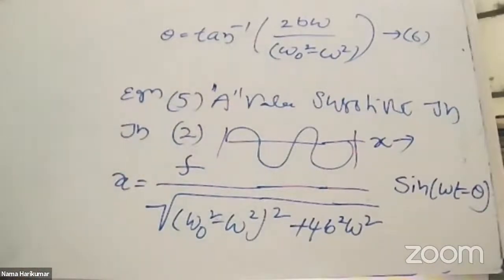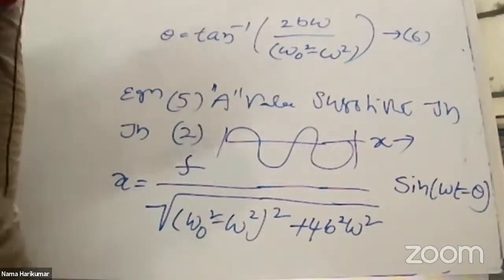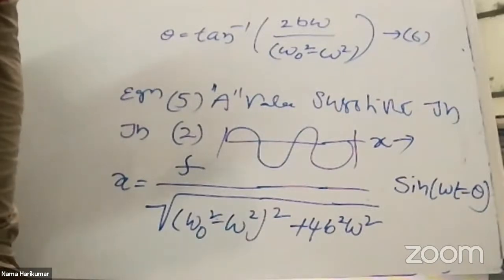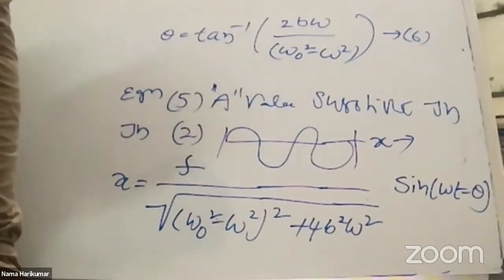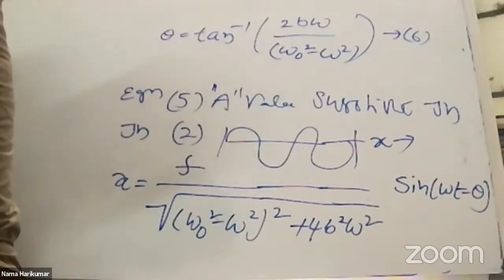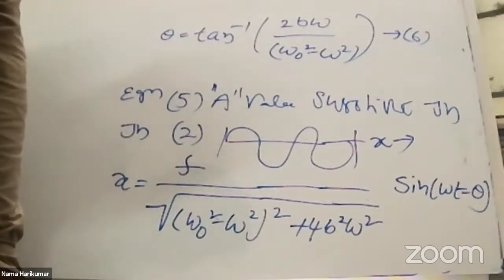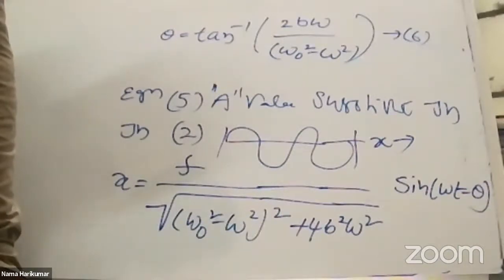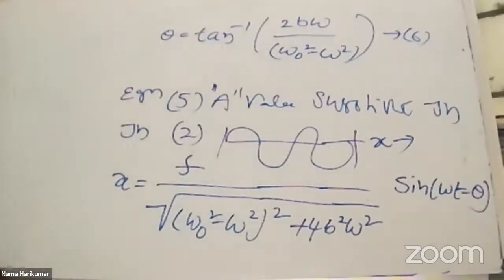Next, block one is completed. Then we have to go to block four. In this block four, we have three units: Fourier theorem, Fourier analysis, and ultrasonics. The name of block four is complex vibrations and ultrasonics.